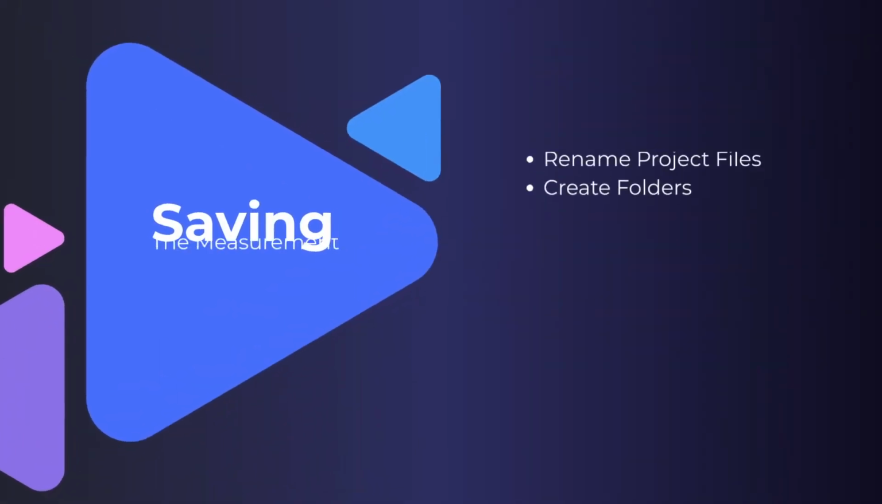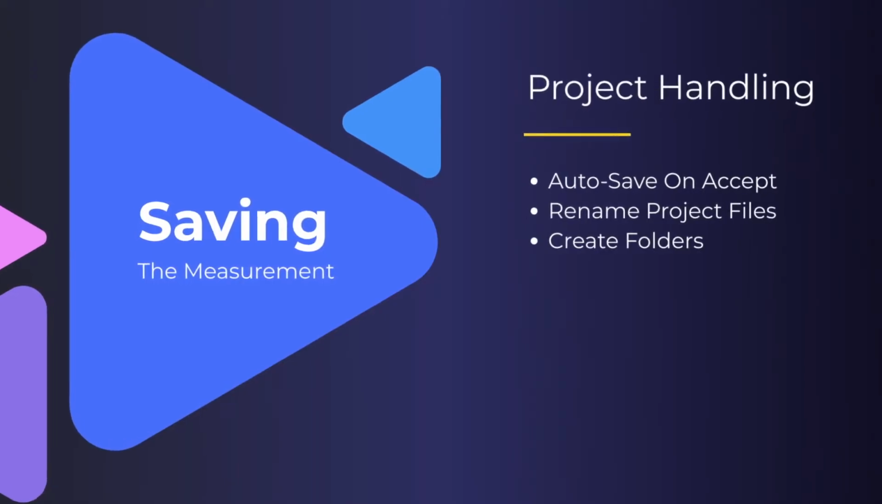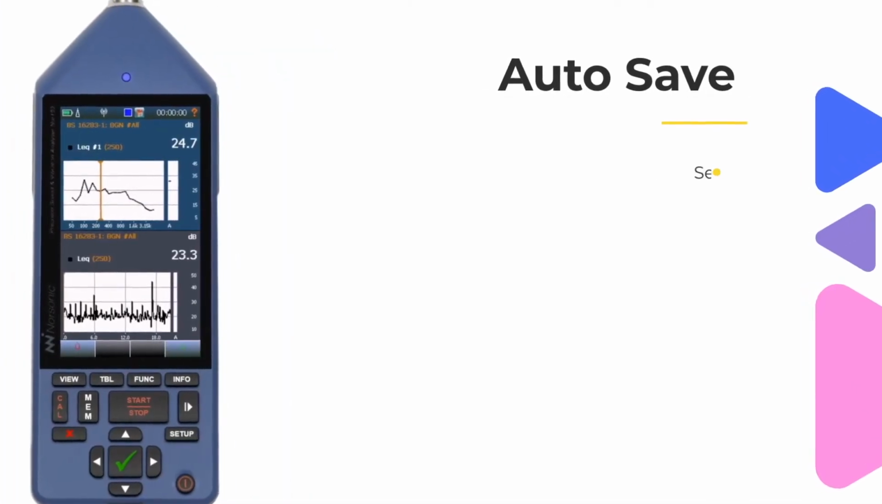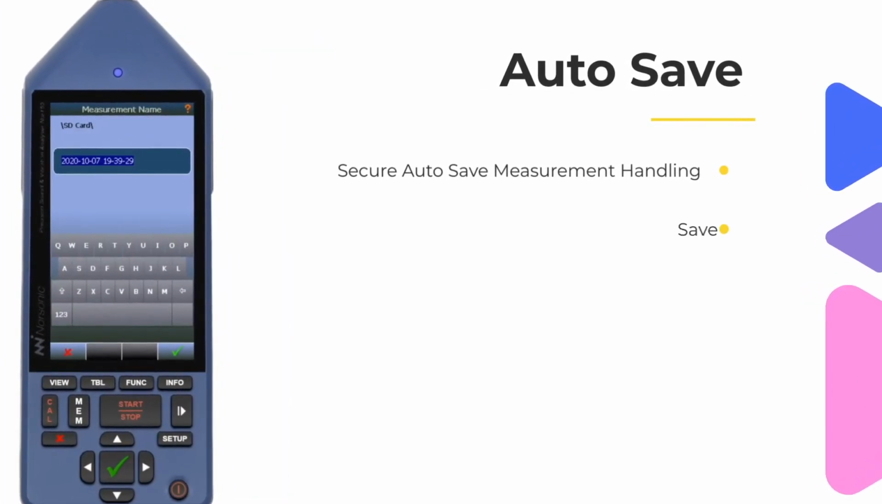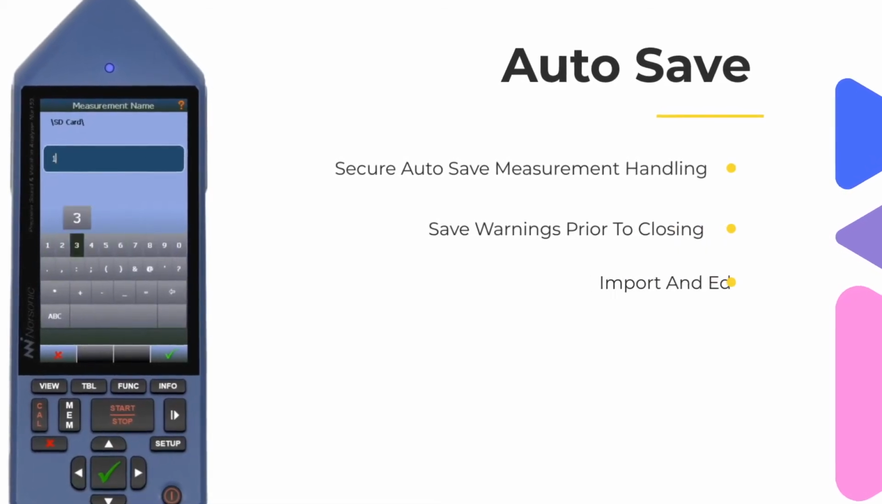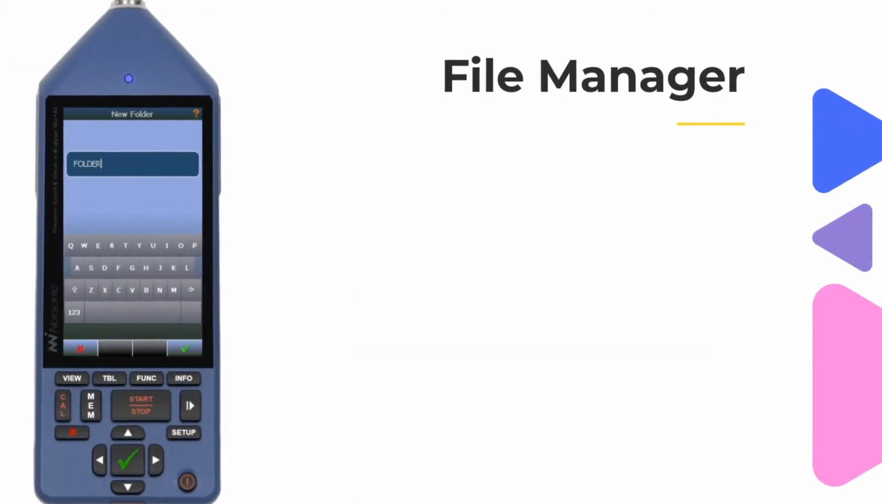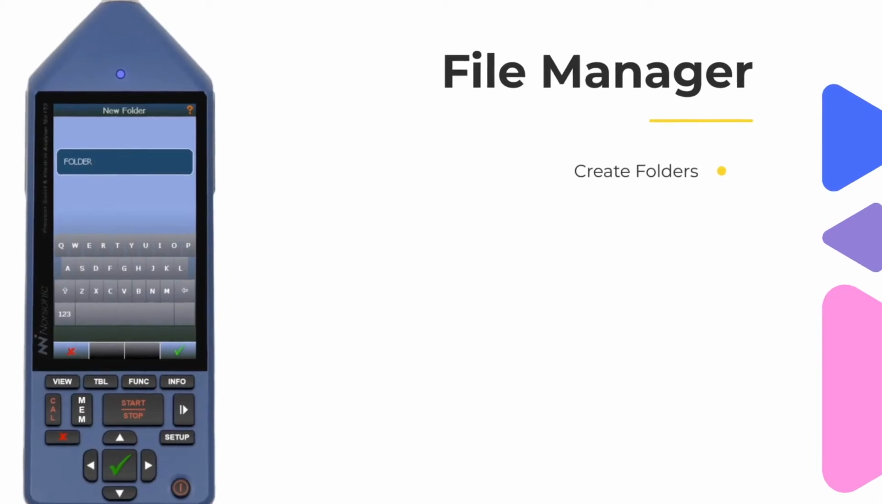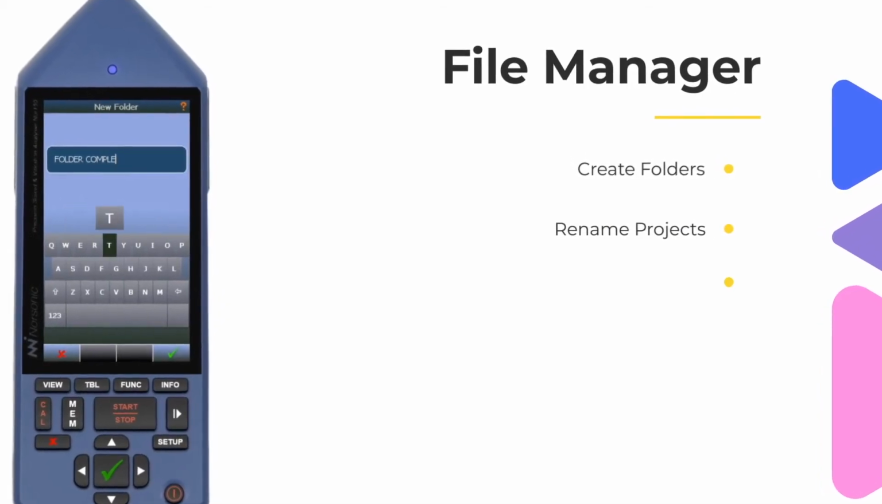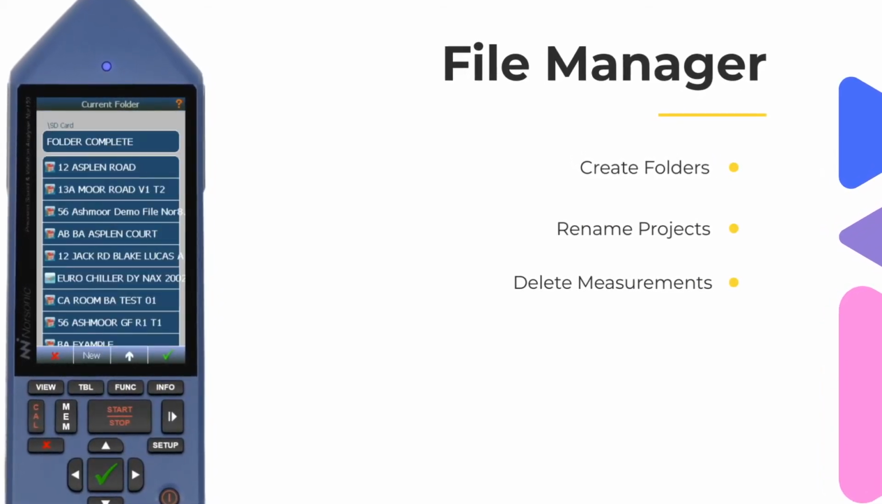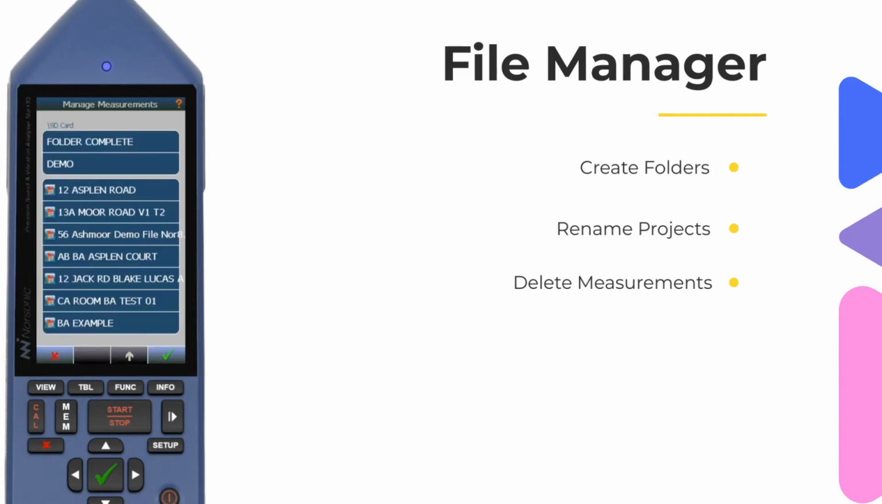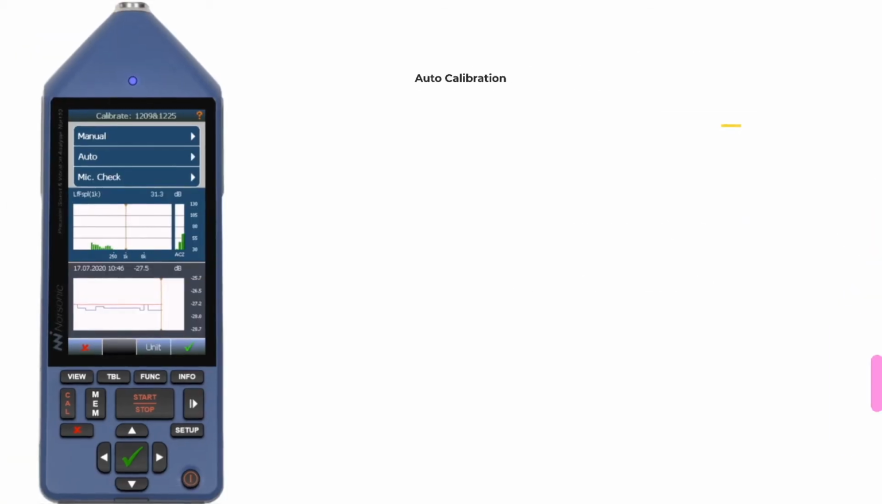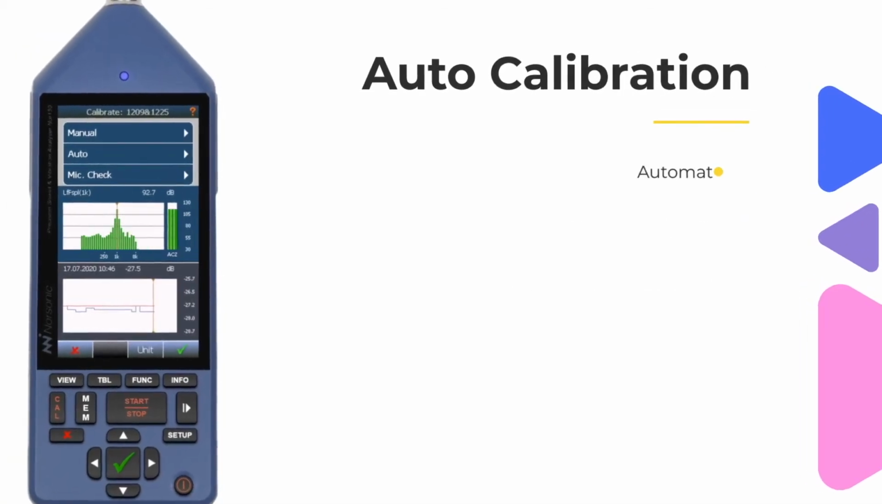With project handling in the Nor145, measurements are auto-saved, and importing previous measurement data is possible. The new file manager allows a user to define a measurement, create project folders, and organize measurements as completed, including renaming of the measurement to keep things organized. Auto-calibration feature just makes life easier.